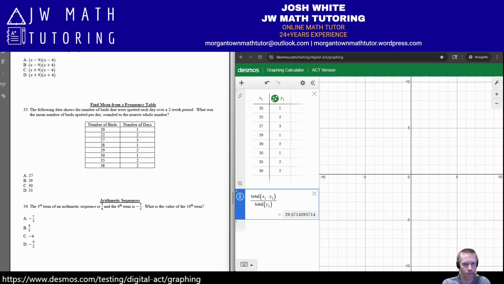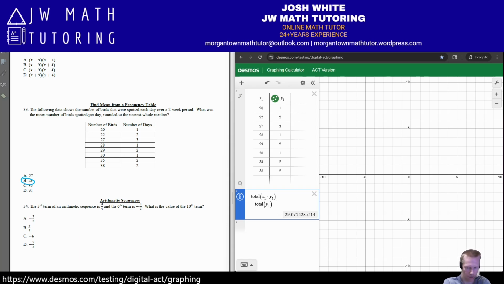Now, notice it doesn't come out exactly to an integer value. Well, the question says, what's the mean number rounded to the nearest whole number? So this 29.07 would just be rounded to 29. The correct answer for this is going to be letter B.